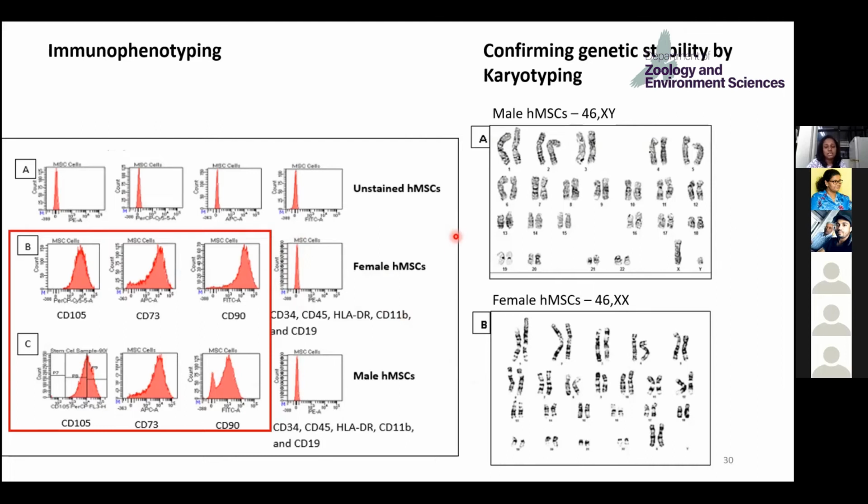And again, we did additional testing to check whether the cell lines which we are going for screening are genetically stable, healthy cell lines. So we did conventional karyotyping, and we obtained results of normal human male and normal human female cell lines.